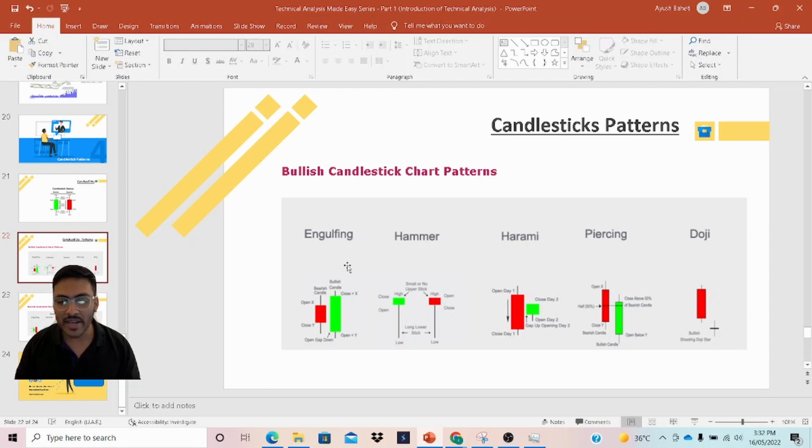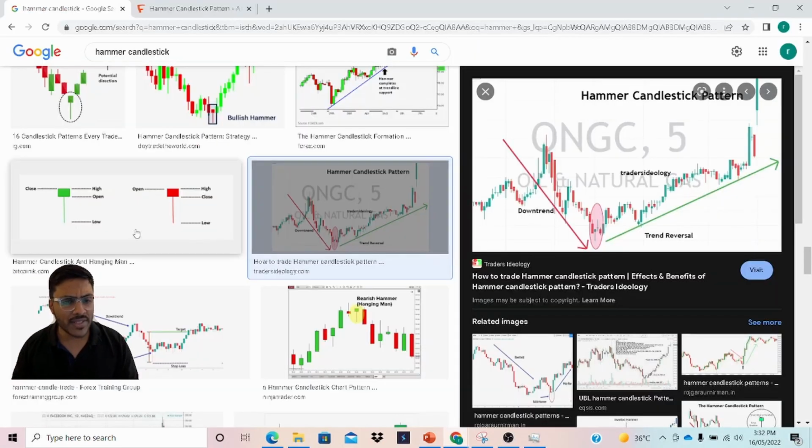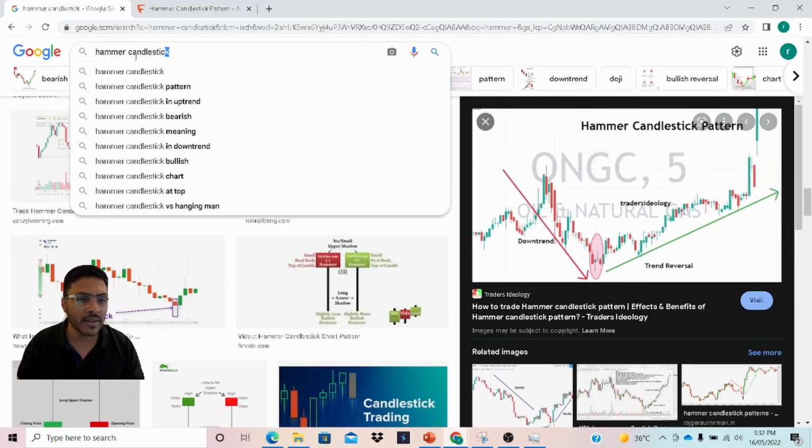Again it is a bullish chart pattern, which indicates that if you see this candlestick pattern in a downtrend, then the prices can reverse, or the trend can reverse. But again, for the confirmation, you need a green candle after that. So let's see one example of engulfing candlestick as well.